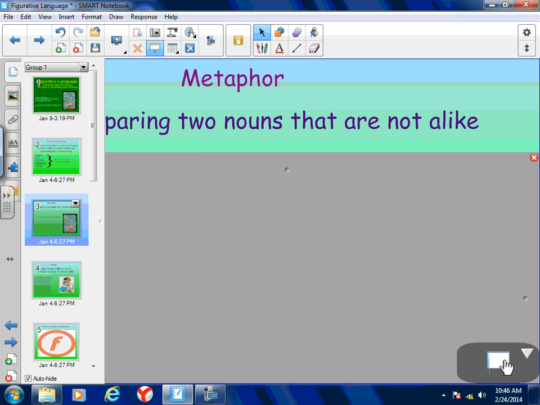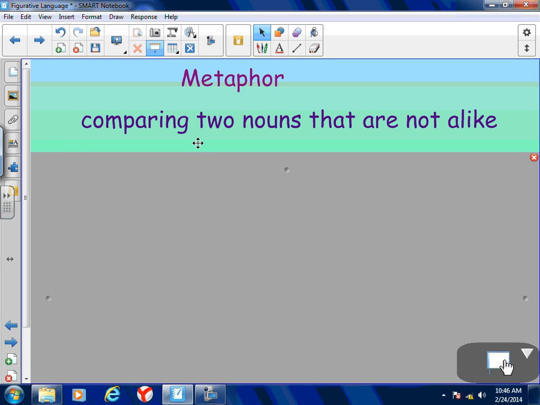Metaphor. What's meant by metaphor? It means comparing two nouns that are not alike. Okay? Look here with me.